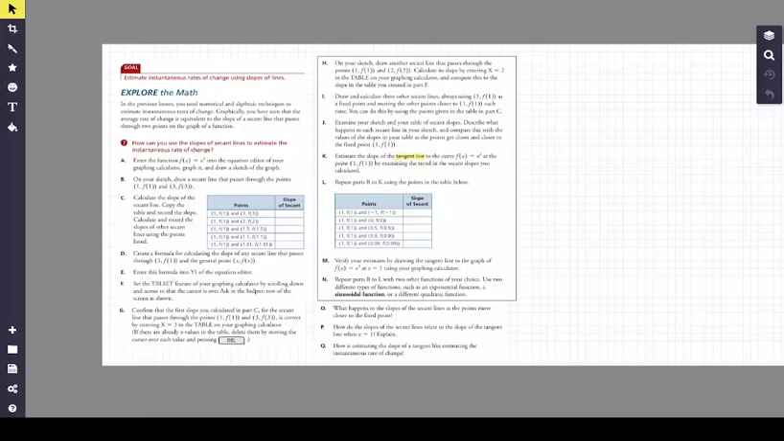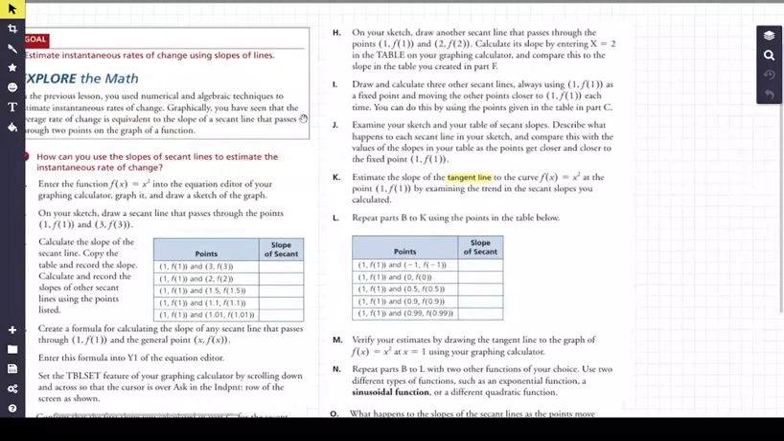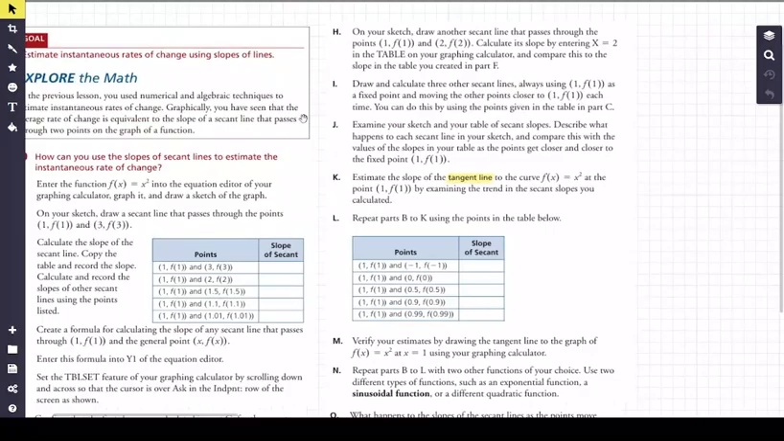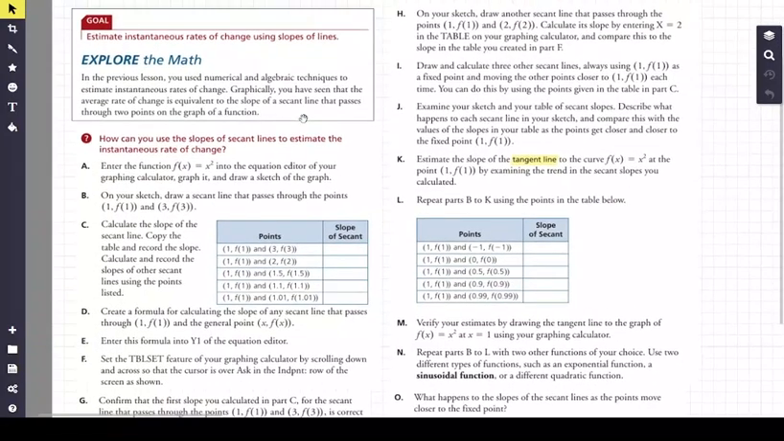Alright guys, welcome back. Today we're going to be furthering our understanding of instantaneous rate of change, and specifically we're going to be using graphs. As you can see, we've got some examples to lead us up, and then we'll be doing all of these explorations. We're going to be using decimals. Let's go ahead and start.